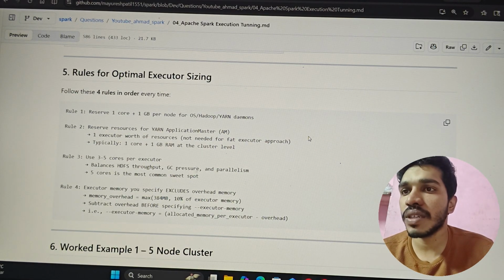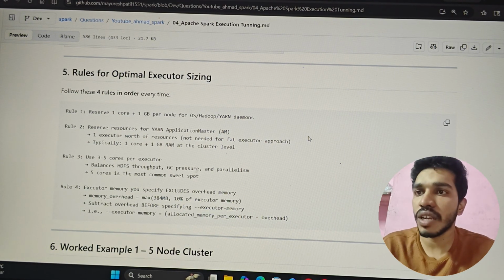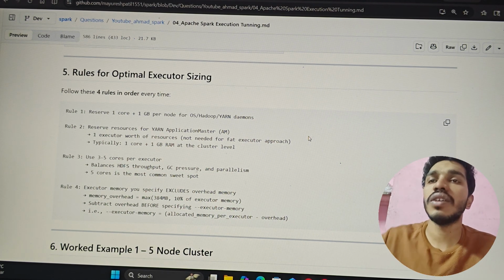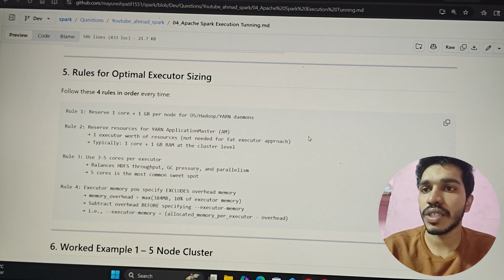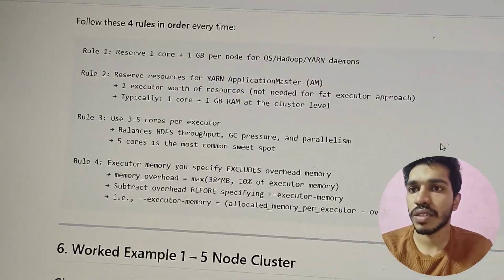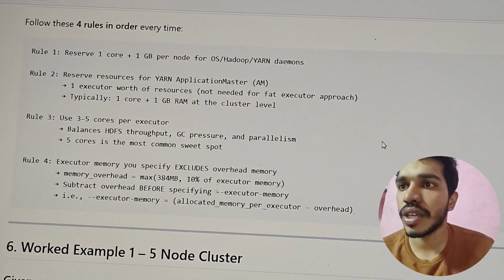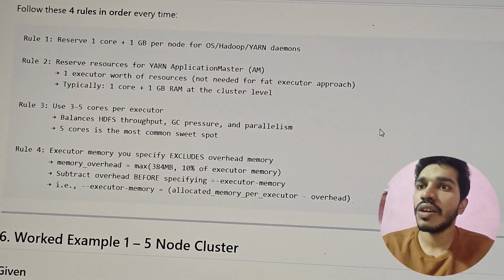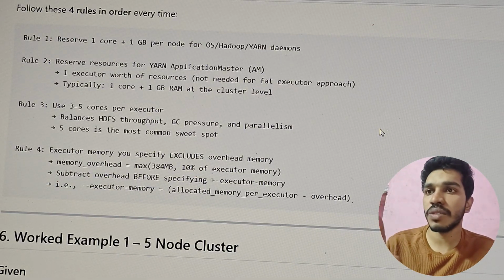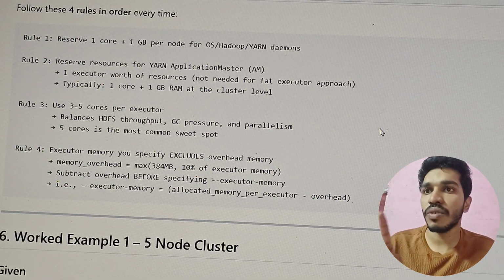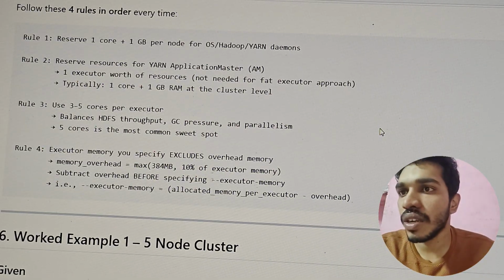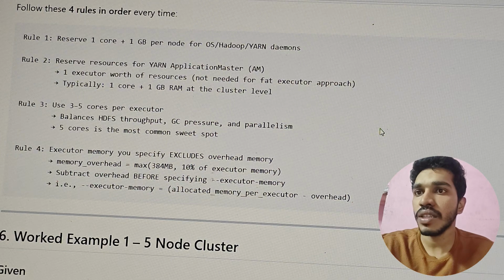The rule for optimal executor size: there are four rules. First rule is to reserve one core plus 1 GB RAM. Reserve one core and 1 GB per node for the OS, Hadoop and YARN. Then the second rule is to reserve resources for the YARN application master, AM.